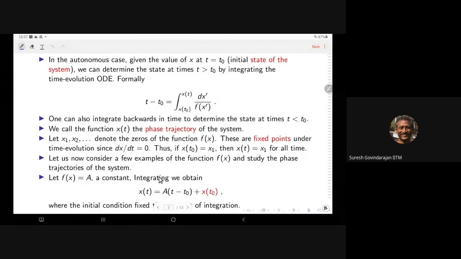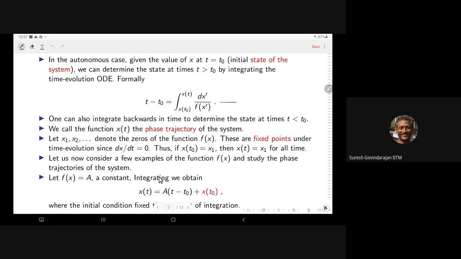So we'll focus for the next few minutes at least on the autonomous case. Given the value of x at some initial time t equal to t naught, we'll call that the initial state of the system. We can determine the state of the system at times t greater than t naught by integrating the time evolution. Formally, one can write something like this.